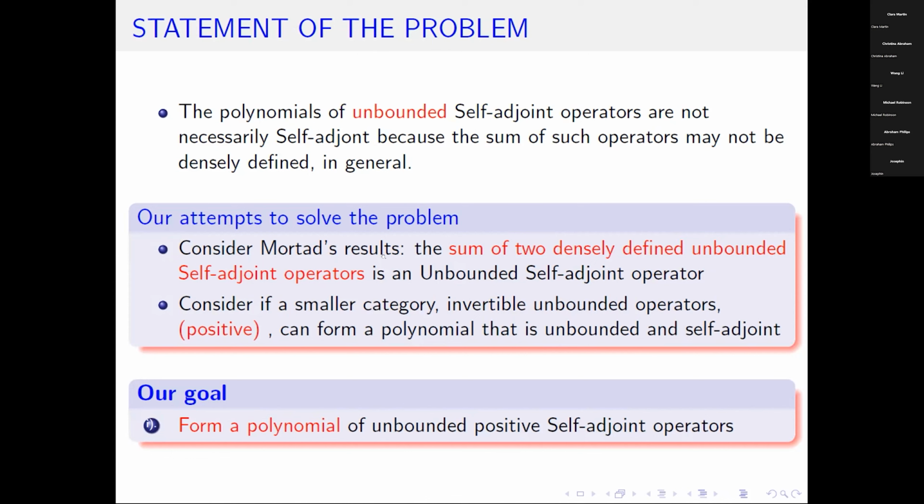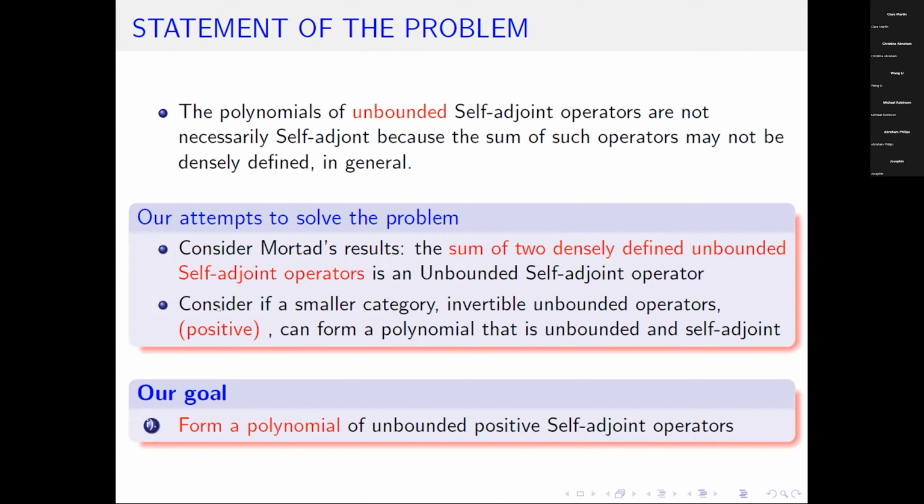He came up with the result that the sum of two densely defined and bounded self-adjoint operators can be self-adjoint, of course, based on some condition. They can actually be self-adjoint operators. And that was our main idea. Therefore, we try to extend this from the sum to the polynomial.